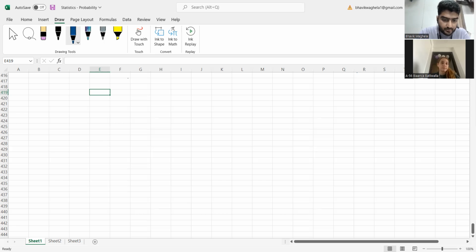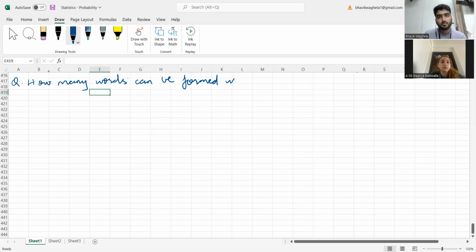the sum which we are doing right now is, I guess you have this question. How many words can be formed using four different alphabets of the word combined? Let me first write the question over here. How many words can be formed using four different letters of the word combined? Is it combined or combine? Combine.